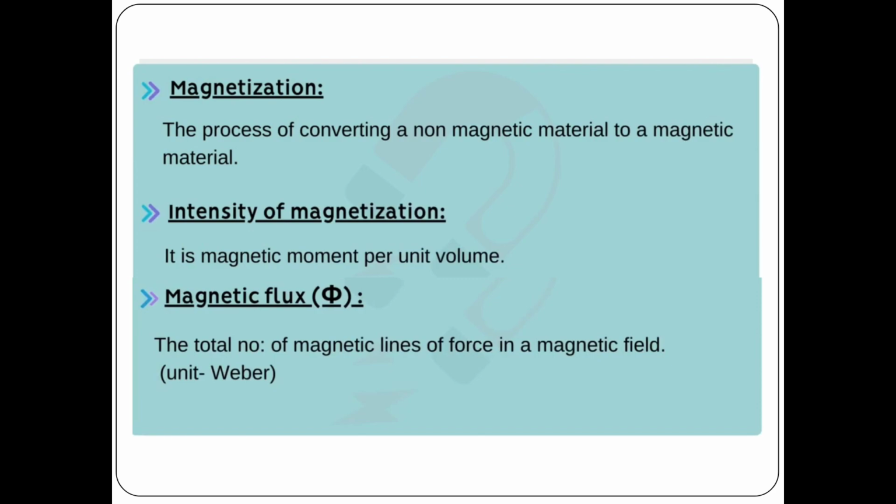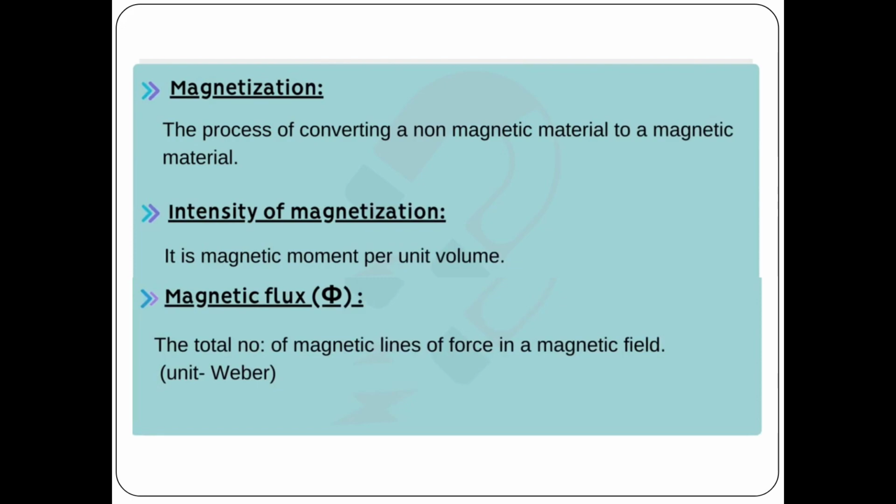Magnetization. The process of converting a non-magnetic material to a magnetic material is called magnetization. Intensity of magnetization. So it is the magnetic moment per unit volume, called the intensity of magnetization.